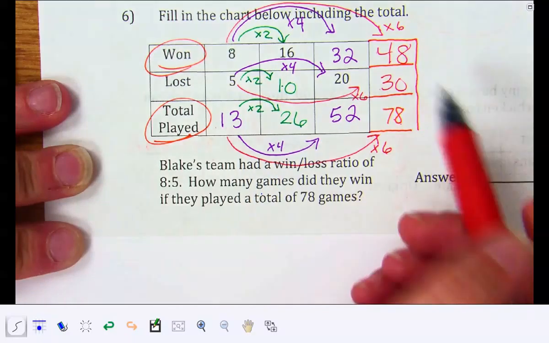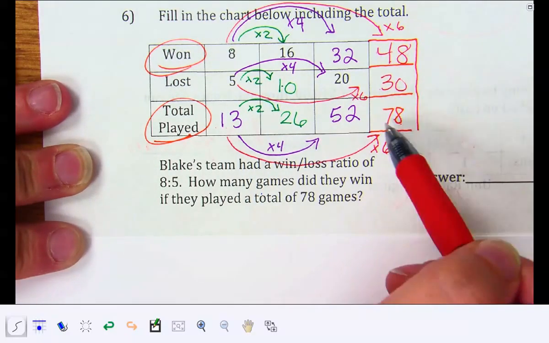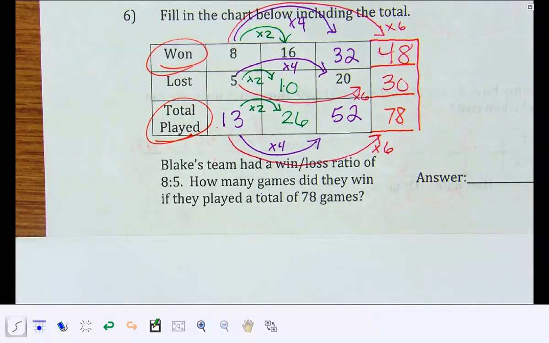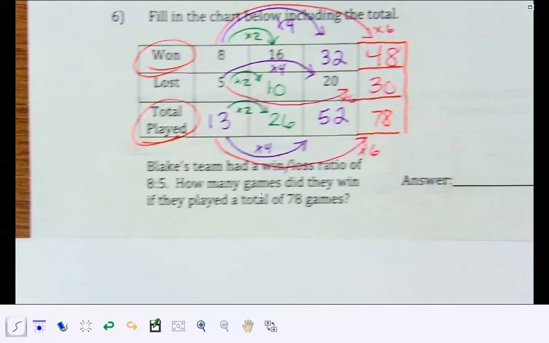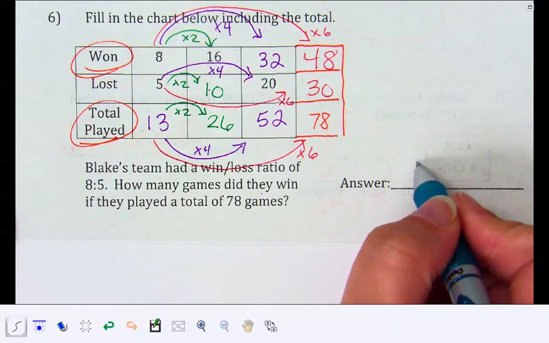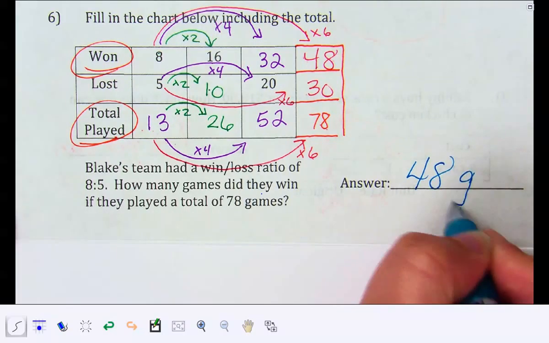And then I'm going to check. Does 48 plus 30 equal 78? It does. So what's my question? How many games did they win if they played a total of 78 games? So all I'm looking at is the winning box, which is 48. So my answer should be that they won 48 games.